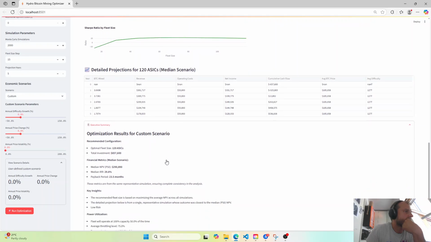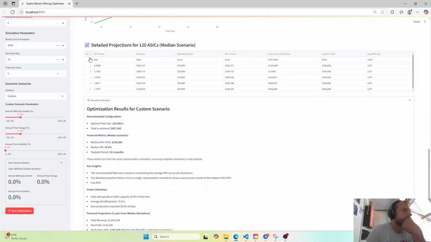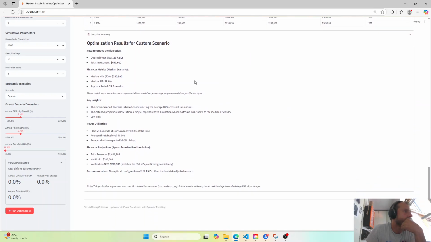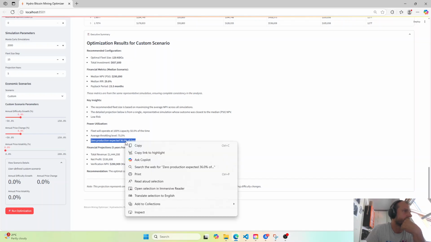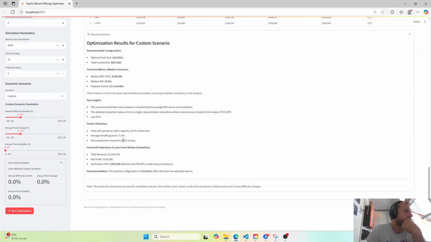And then there are also the detailed projections. As you can see, there is no Bitcoin price increase. We put it to the same level. Here is the 127 difficulty, and that's how your cash flow would look like. And some description, our executive summary, which is obviously zero production expected 36% of the days.